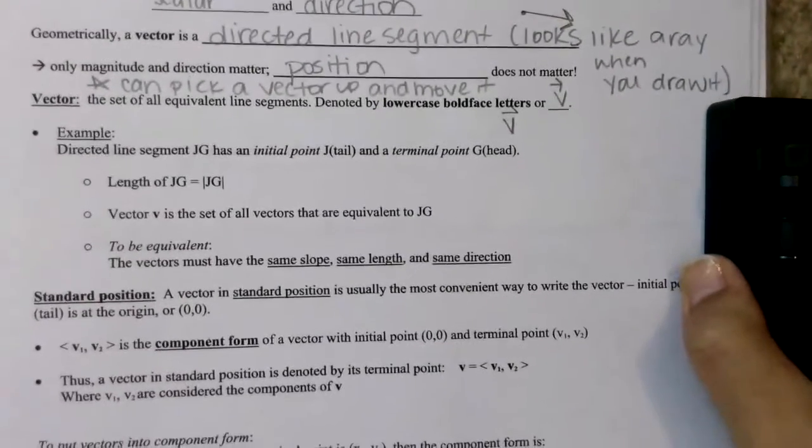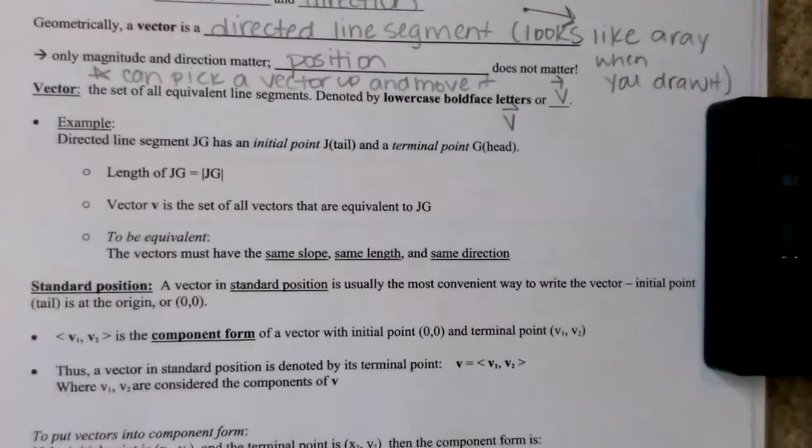So here's our first example. It's just drawing a vector. Directed line segment JG has an initial point J and a terminal point G. So we call the initial point the tail. Sometimes you'll hear people say, draw your vectors tip to tail or head to tail. We call the initial point the tail and the terminal point the head.